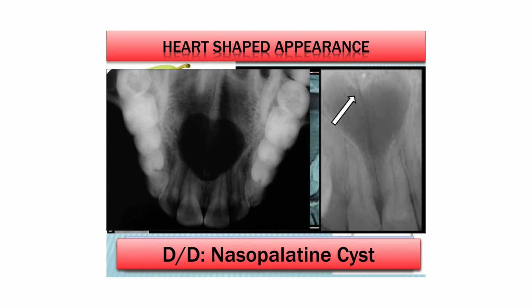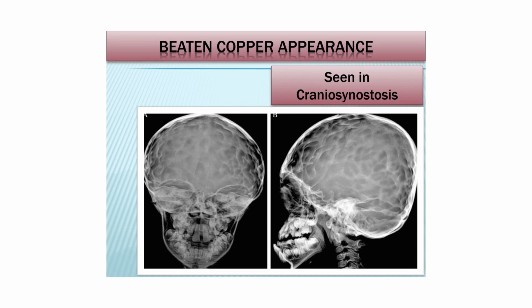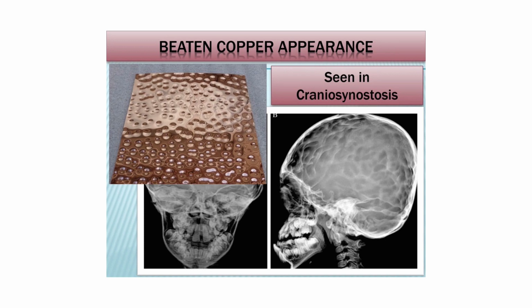A diffuse beaten copper appearance has been shown to be related to elevated intracranial pressure from the growing brain in patients with premature craniosynostosis. These markings may appear as multiple radiolucent areas that resemble hammered copper.